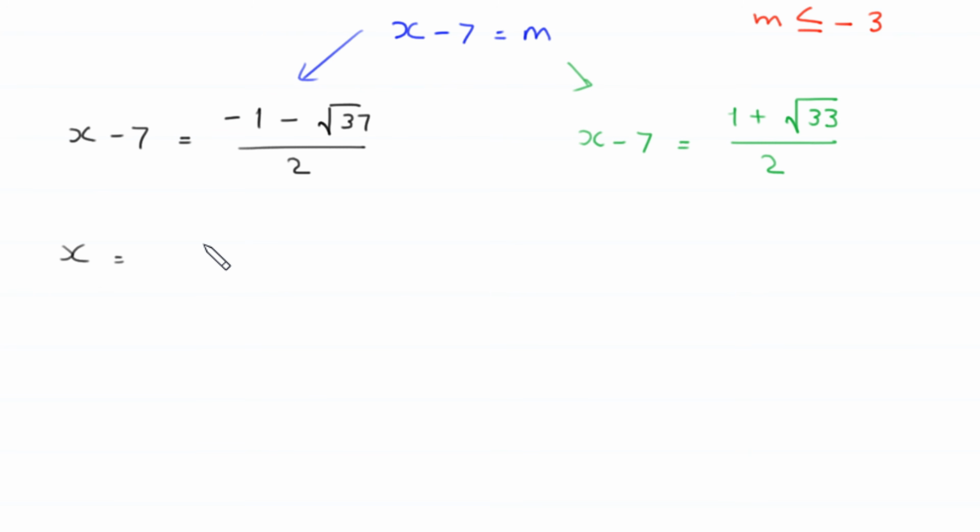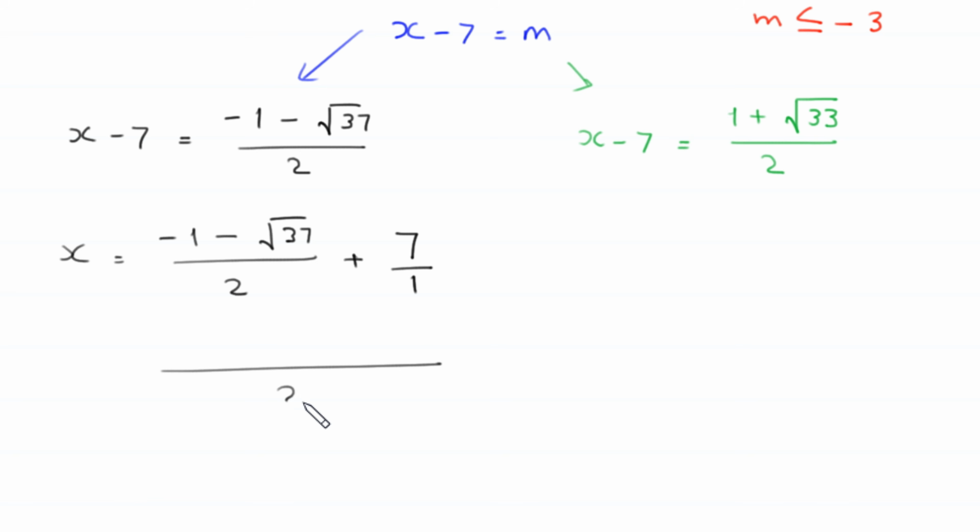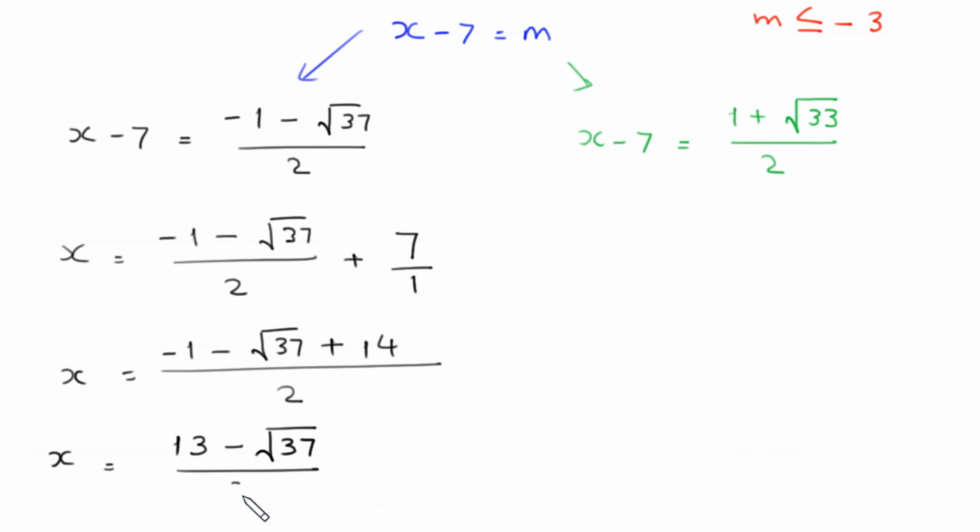X will be equal to -1 minus root 37 divided by 2 plus 7. We write the denominator 1 and we take LCM of 2 and 1. LCM is 2, so this expression will come here, -1 minus root 37 plus 2 divided by 1 is 2, 2 times 7, 14, and x will be equal to negative 1 plus 14 will become 13 minus root 37 divided by 2.